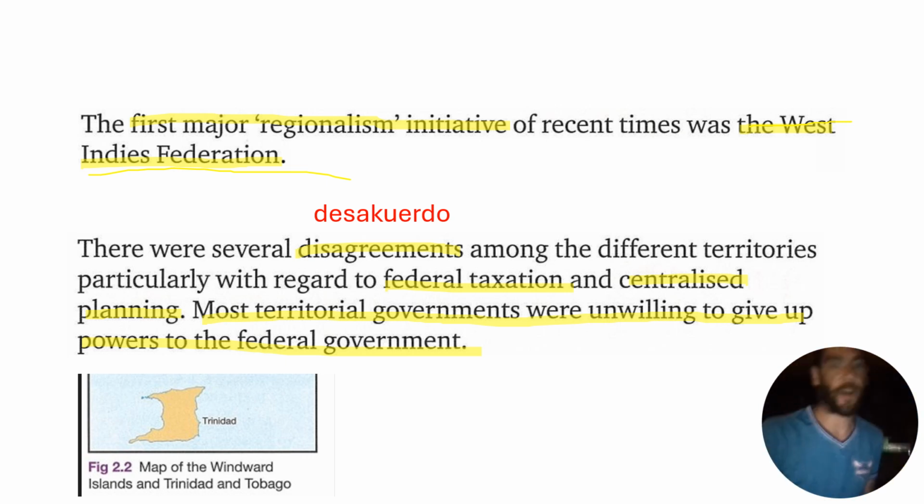Disagreement significa desacuerdo. Yes, and again, the capital of the West Indies Federation back then was in Port of Spain, located on the island of Trinidad, close to us. Curacao was not a member of that West Indies Federation, by the way.